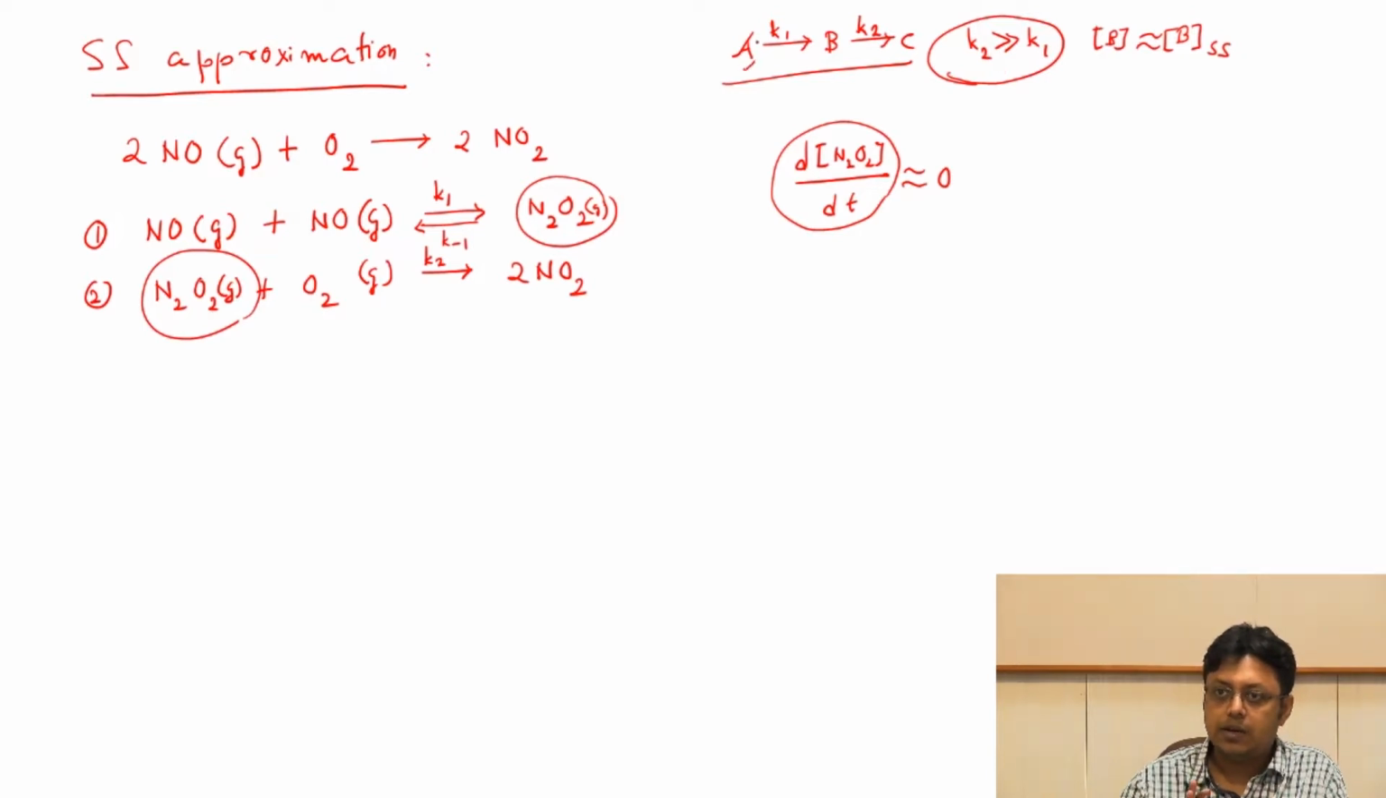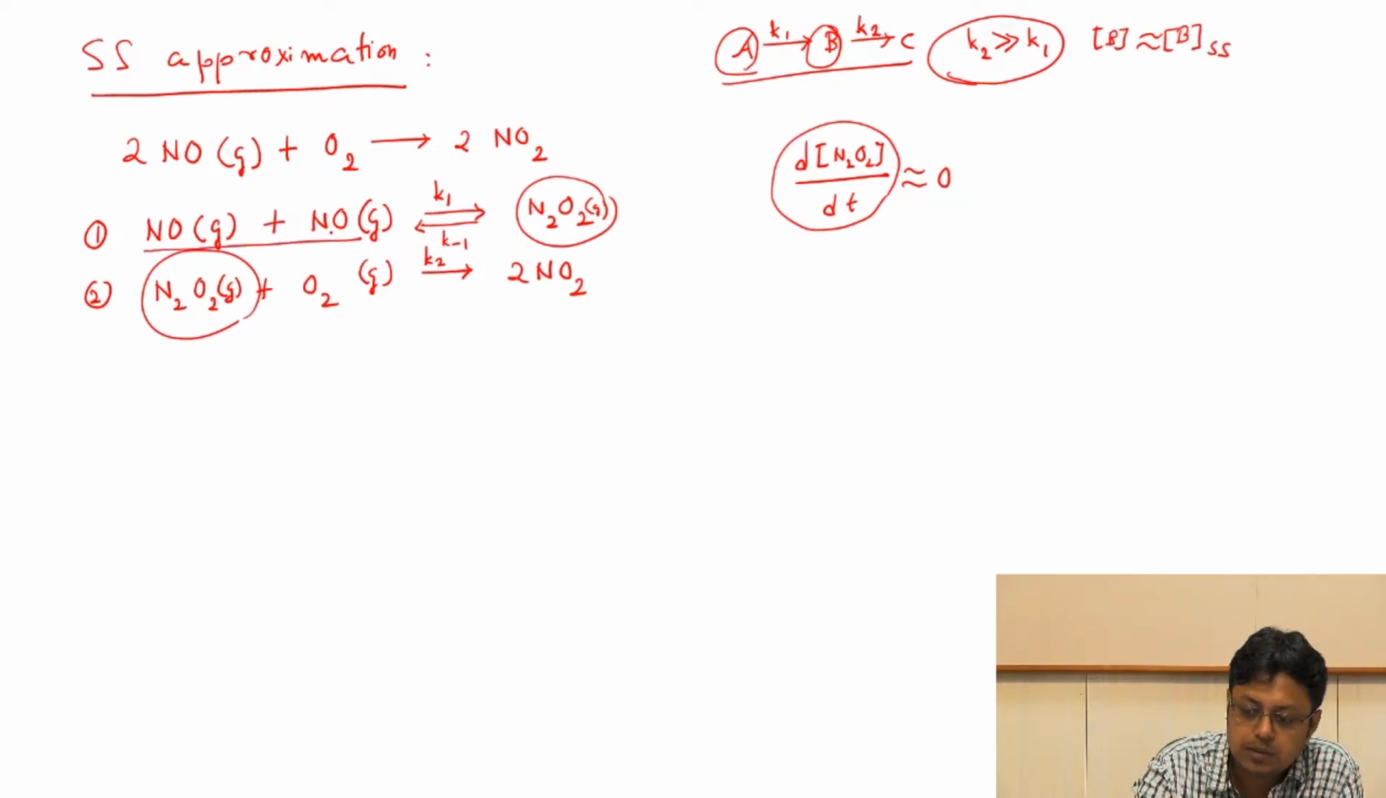There's a striking difference here. Here you see that it is one species going into another species, but here actually there is a bimolecular reaction going into some species. So there is a slight change between this steady state approximation and that steady state approximation, which we are right now discussing. This steady state approximation is actually for a bimolecular reaction.